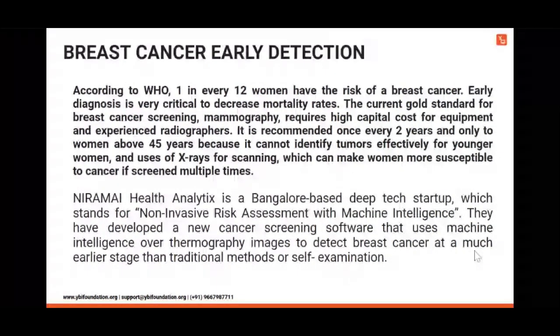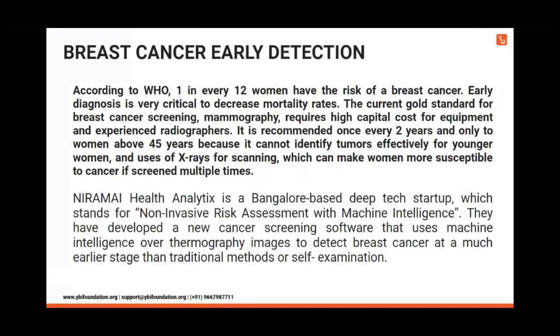Then there is something called breast cancer early detection. A Bangalore-based deep tech startup has started with this, and it is helping.